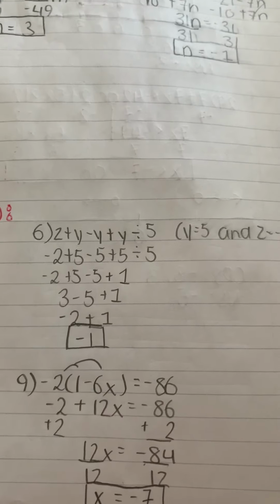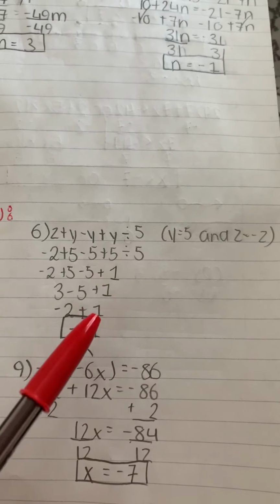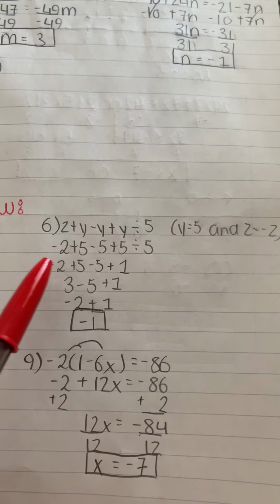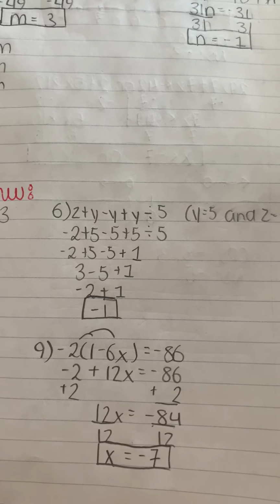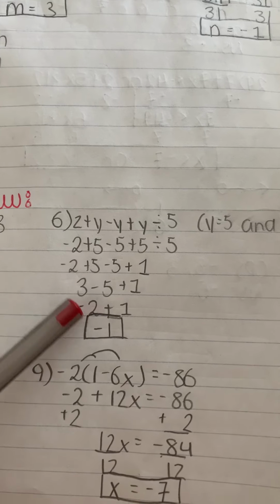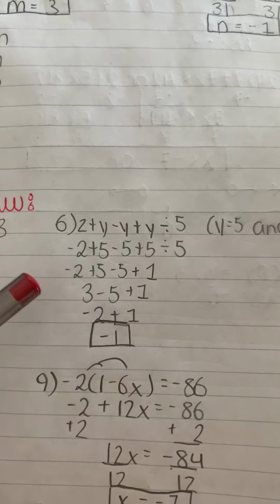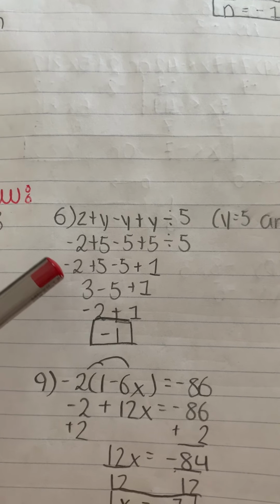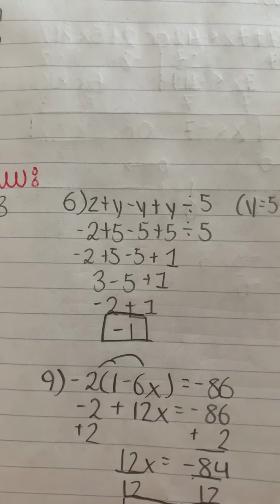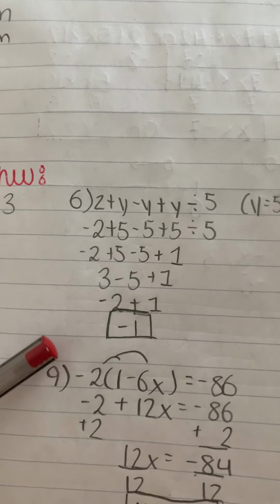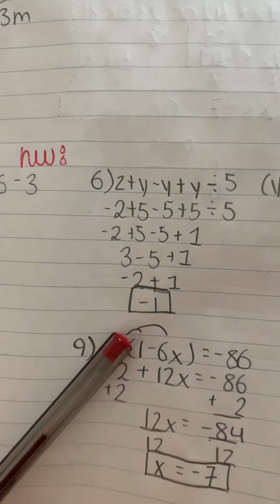And then on number 6, I plugged in these numbers to get -2 plus 5 minus 5 plus 5 divided by 5. And then the next thing I did was do the division to get 1. And then the next thing I did was combine the -2 and the 5 to get 3 minus 5 plus 1. And then I subtracted 5 from 3 to get -2 plus 1, and then I got -1.